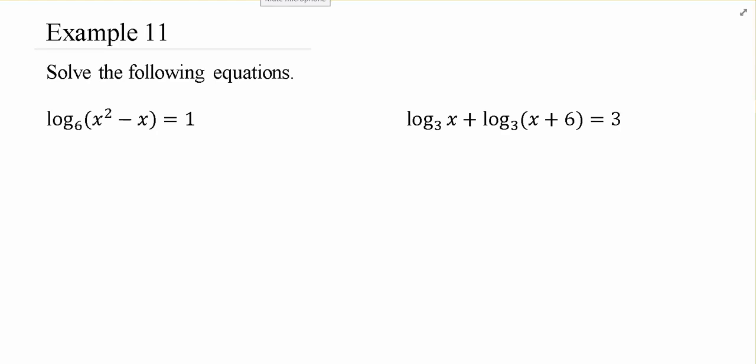So let's look at these two examples. Now the first one we're looking at already has a single log by itself on one side, and a number on the other. So this means we can take the base, raised to the power of the opposite side, equals the argument.